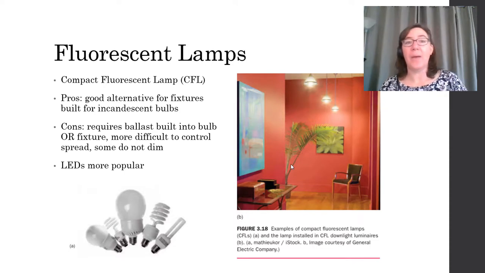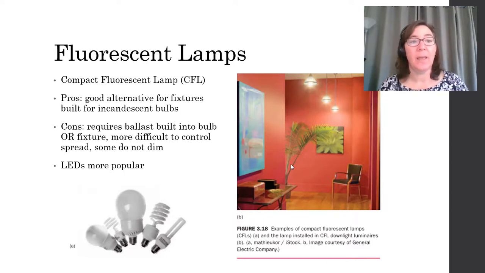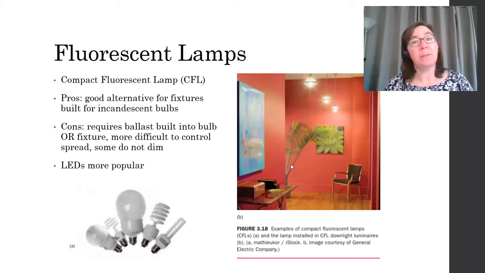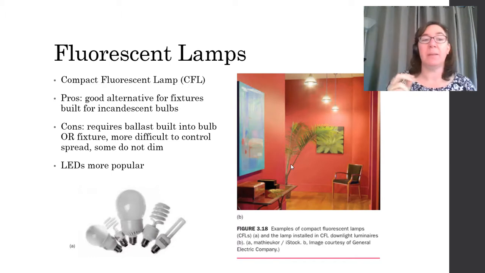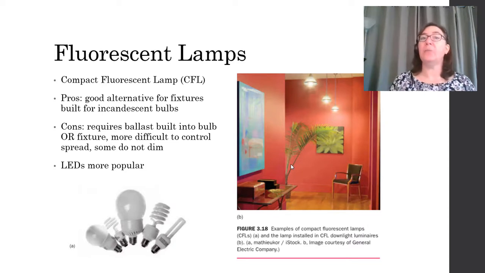You can also have compact fluorescent lamps, abbreviated CFL. CFLs are a good alternative for luminaires that were built for incandescent bulbs, but we can no longer use the incandescent bulbs. The downside is that it would require the ballast to be built into the bulb, if you're going to swap them out. Or you can use a fixture that's specifically designed for CFLs and has the ballast built into the fixture.